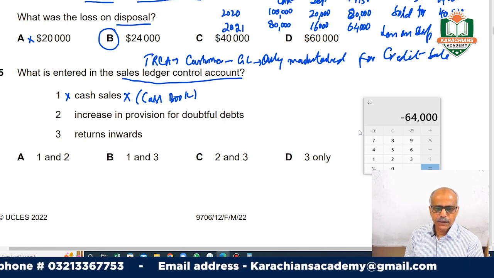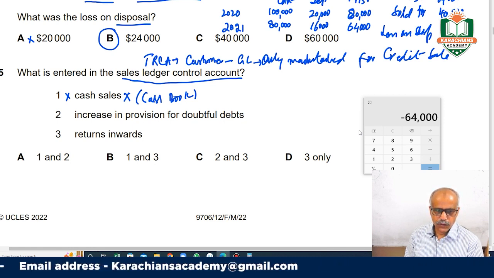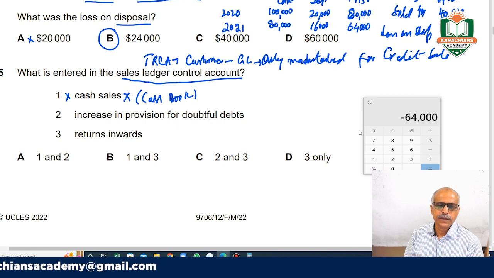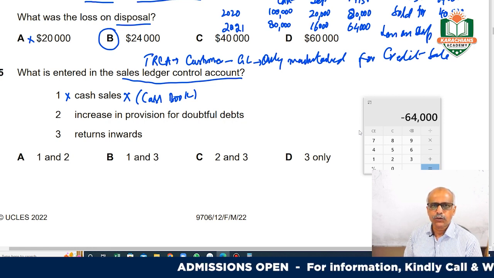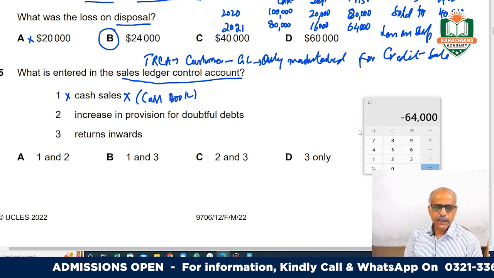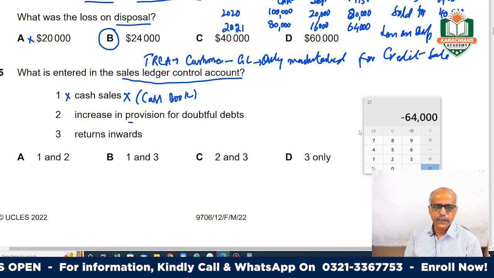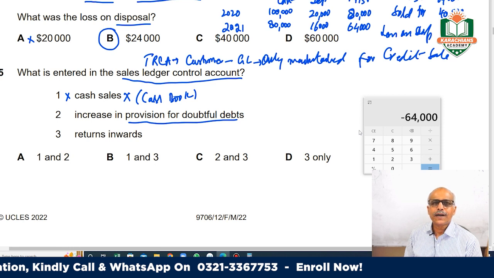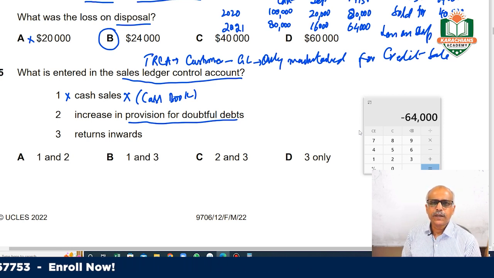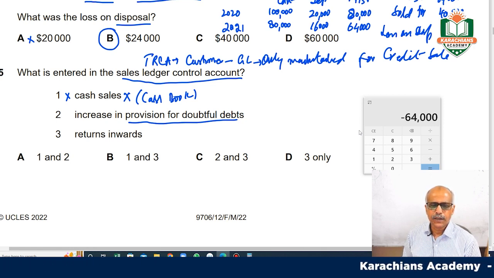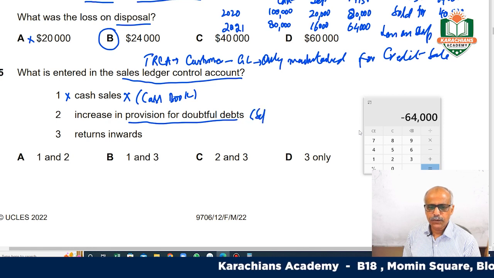Just think on, will this appear in the sales ledger control account? No, this will not, because the sales ledger control account is separate, which shows your trade receivables, and provision for doubtful debt is a separate account. It is a contra asset account, which is a contra to trade receivables. Trade receivables have a debit balance, right, and the provision has a credit balance. So this is a separate account.